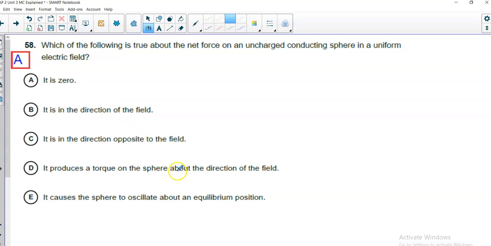Which of the following is true about the net force on an uncharged conducting sphere in a uniform electric field? Net force should be 0. All the negatives that are on it would be pushed one way, the positives would be pulled the other. So it would be 0.